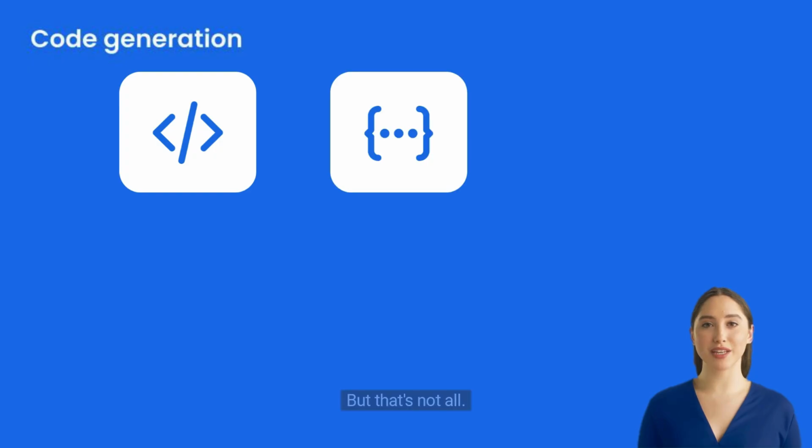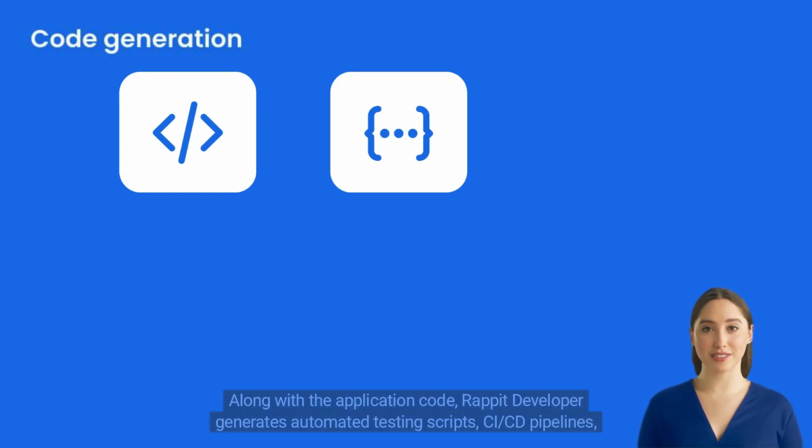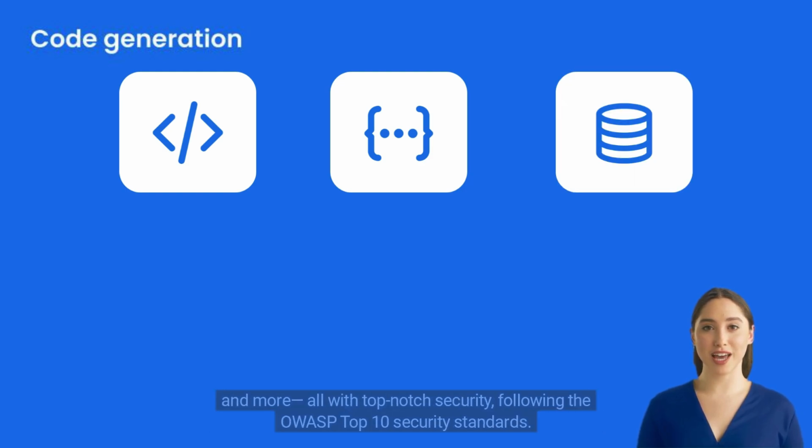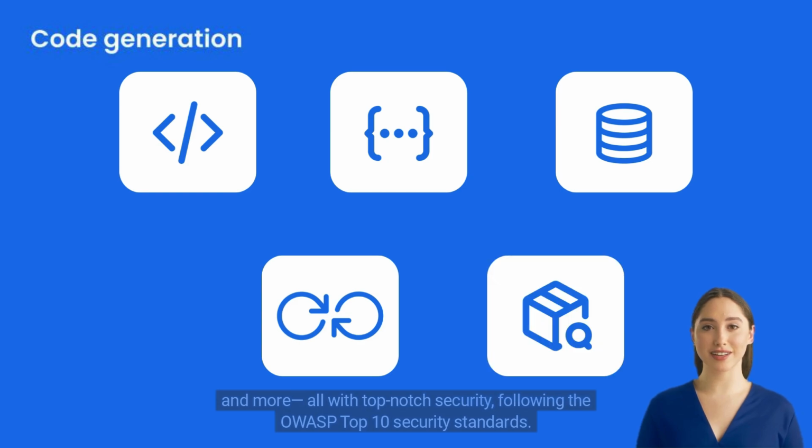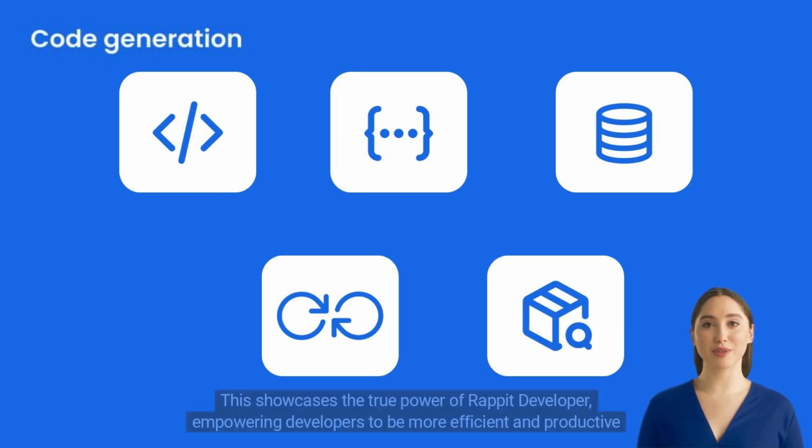But that's not all. Along with the application code, Rappit Developer generates automated testing scripts, CI/CD pipelines, and more, all with top-notch security, following the OWASP Top 10 security standards. This showcases the true power of Rappit Developer, empowering developers to be more efficient and productive than ever.